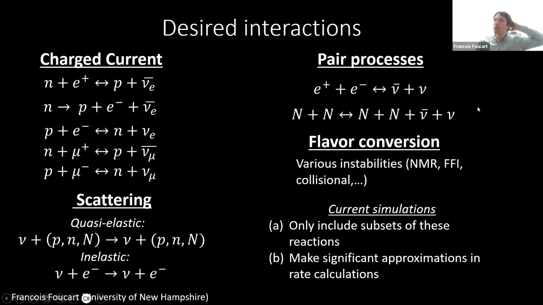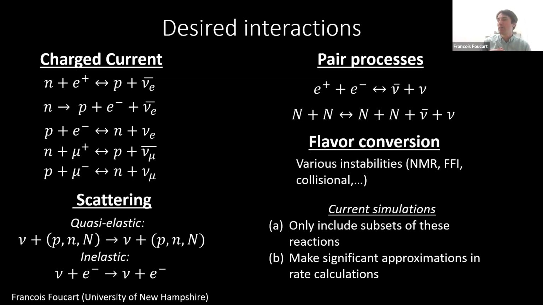Pair processes, so neutrino-antineutrino annihilation into an electron-positron pair, for example, or nucleon-nucleon Bremsstrahlung, or electron-positron annihilation. Those are usually included approximately for the heavy lepton neutrinos, because for most of the evolution of the system, they are going to be the dominant source of muon and tau neutrinos, so we need to include them just to get even the cooling of the system properly.